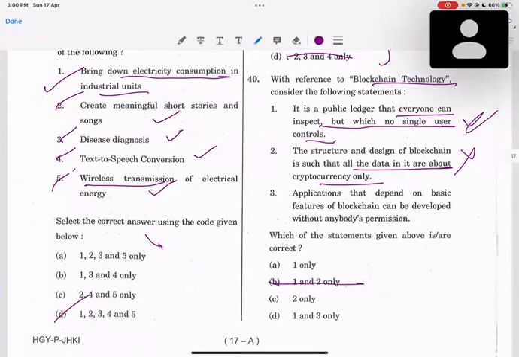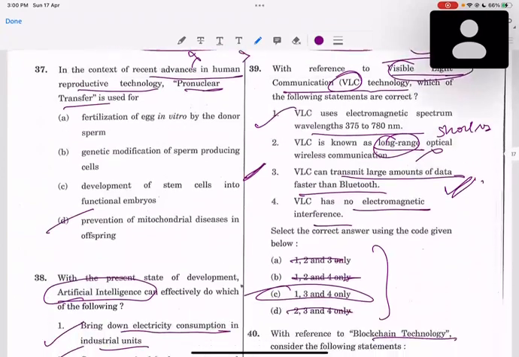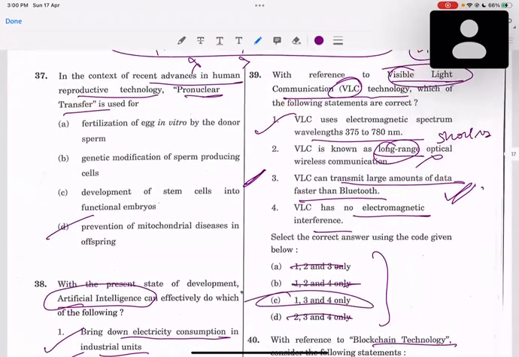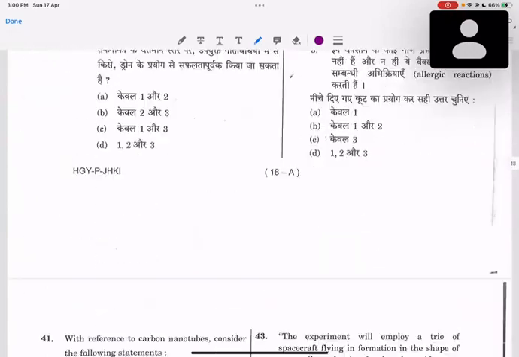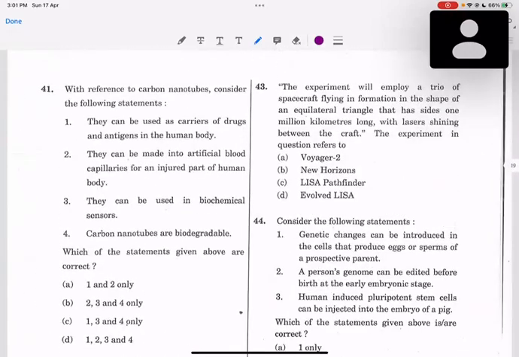1 is correct. We have to see 1 and 3. Third, applications that depend on the basic feature of blockchain can be developed without anybody's permission. Yes, applications can be developed by anyone. Even I, you, anyone can develop. Answer is D. Easy question. I don't think any question was tough in the science and tech field. Out of these 4 questions, if you are not able to attempt them, that shows your basics are not strong and you have not done revision.